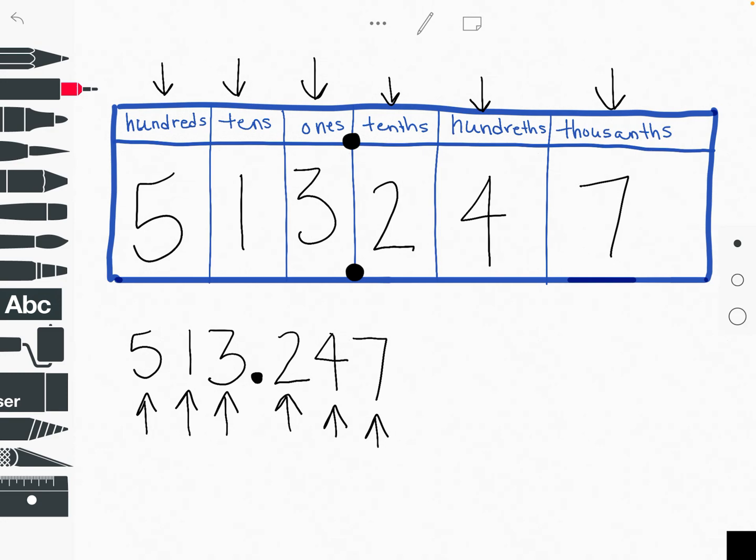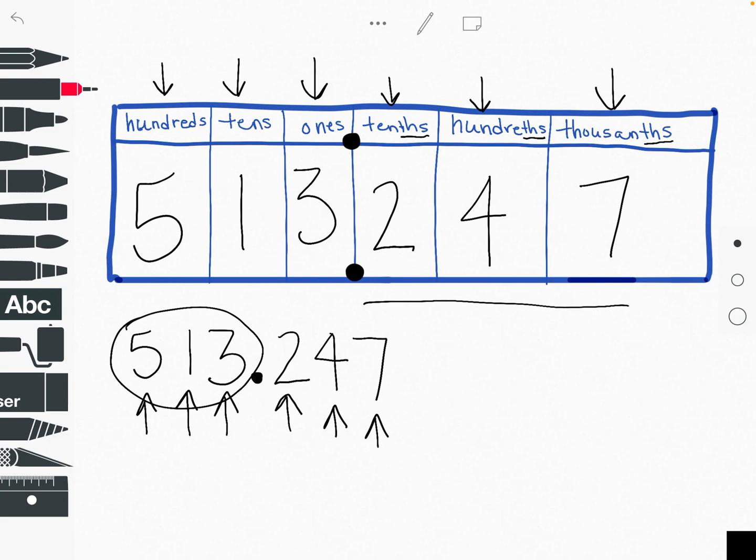So if you notice the 2, the 4, and the 7 behind the decimal point here, the tenths, all of them end with this THS. That's how we know that they're behind the decimal point. So how do we read this number? Well, we know that this first part here is 513.